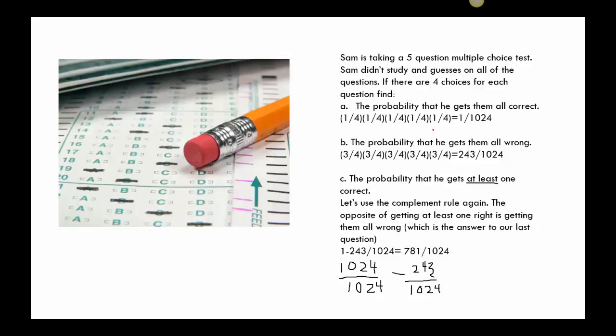All right, see the flip side. Well, all right, that was only 1 out of 1,024. Let's look at the probability he gets them all wrong. He gets a big fat 0 on the test.